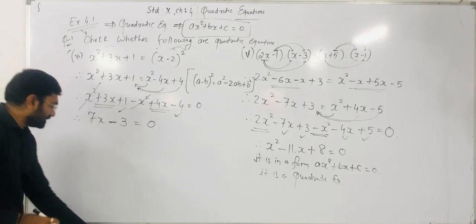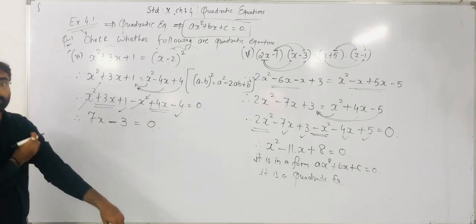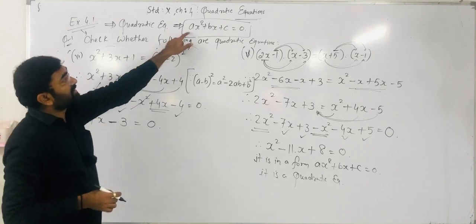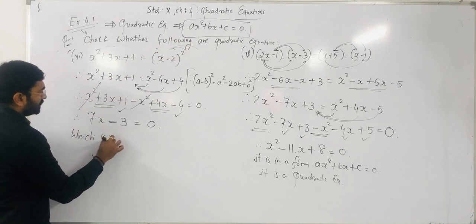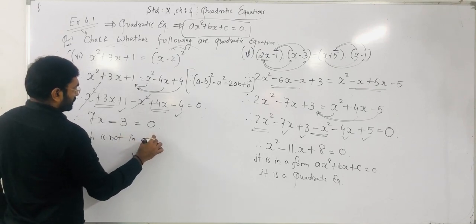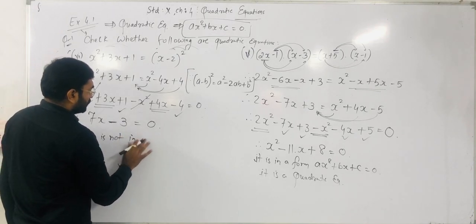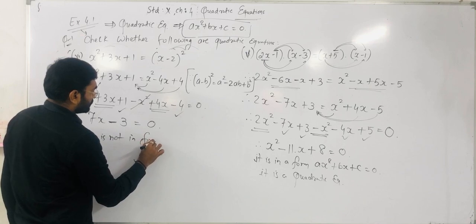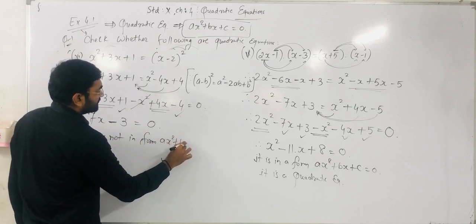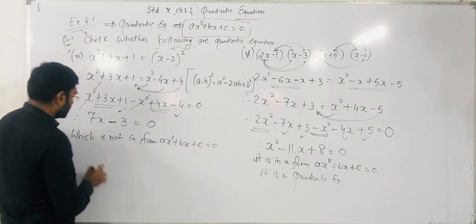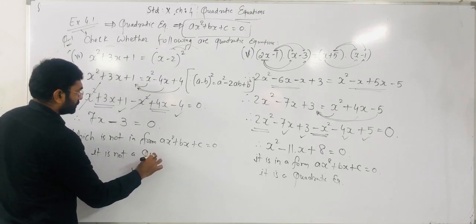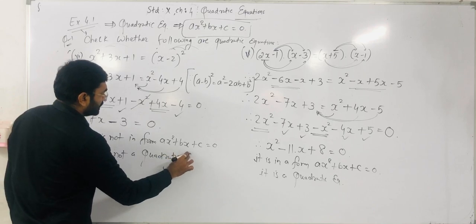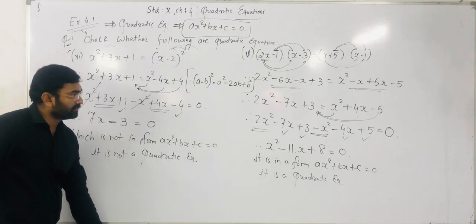So at last we get this equation, 7x minus 3 is equal to 0, which is not in our standard form, ax square plus bx plus c is equal to 0. So we can say it is not a quadratic equation.